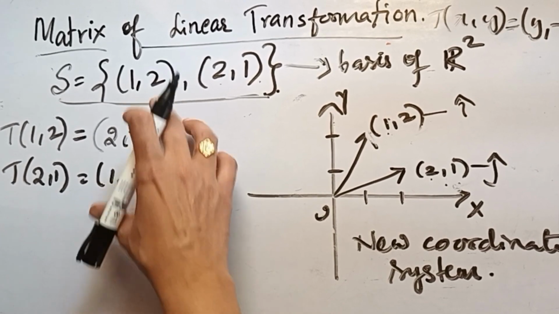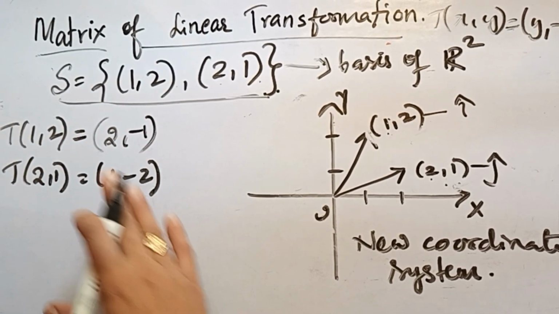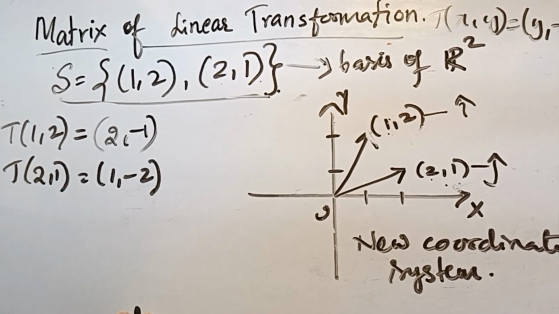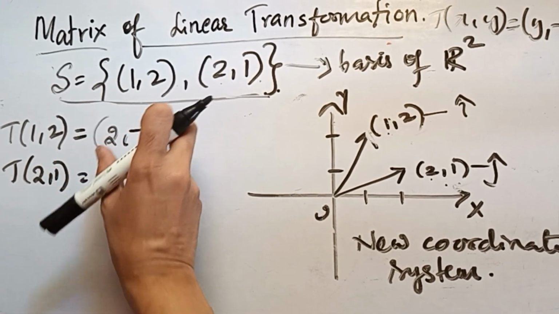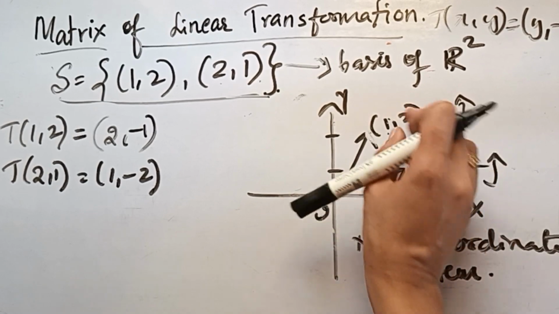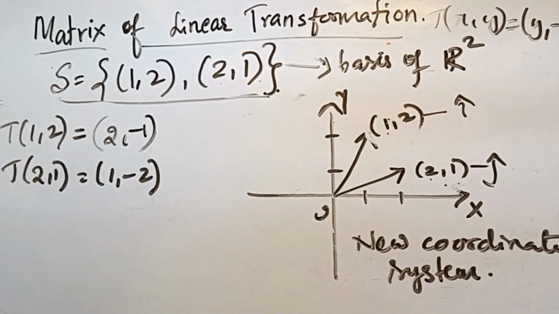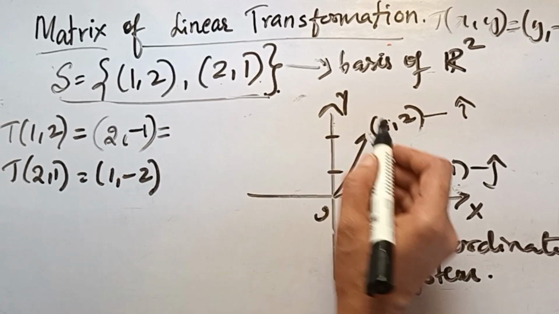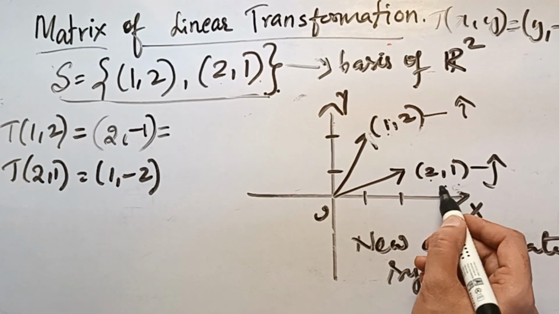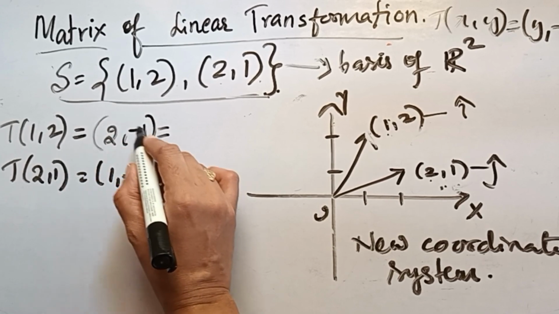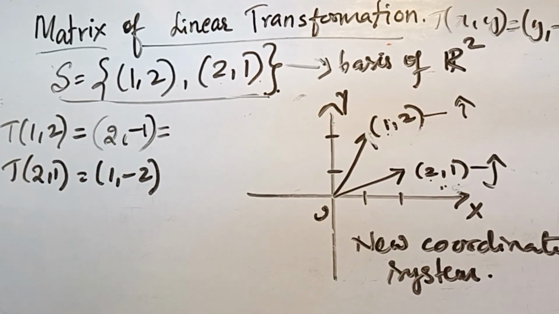Correct? Now, all these vectors are in our language, because I have taken (1, 2) and (2, 1) in my language. That is our standard coordinate system. But I need the representation of these vectors in the new coordinate system where these two vectors act as basis vectors. So any vector, I have to write as a linear combination of (1, 2) and (2, 1). Okay, so I have to get what (2, -1) is called in the new coordinate system.